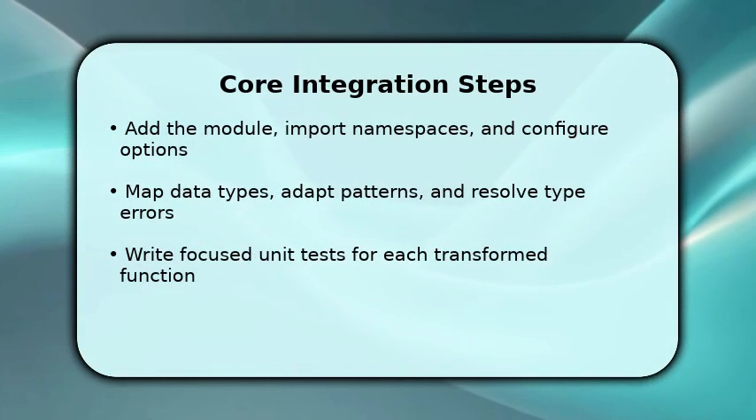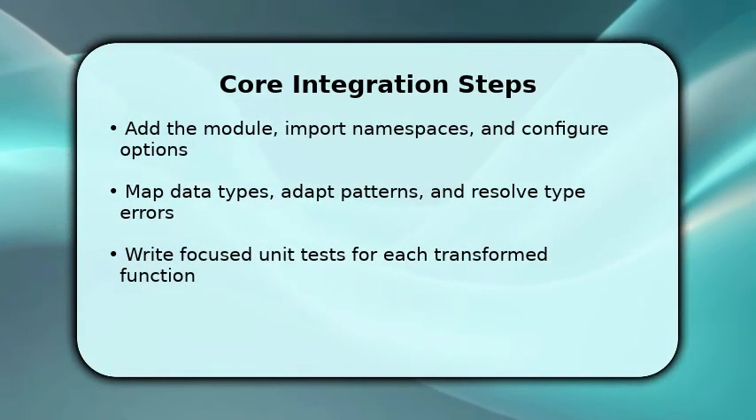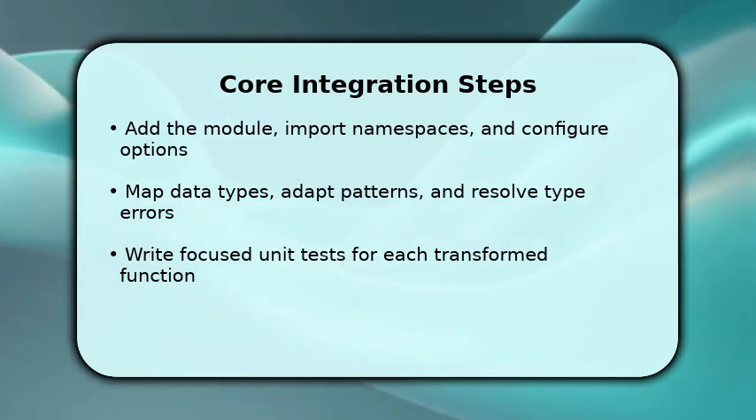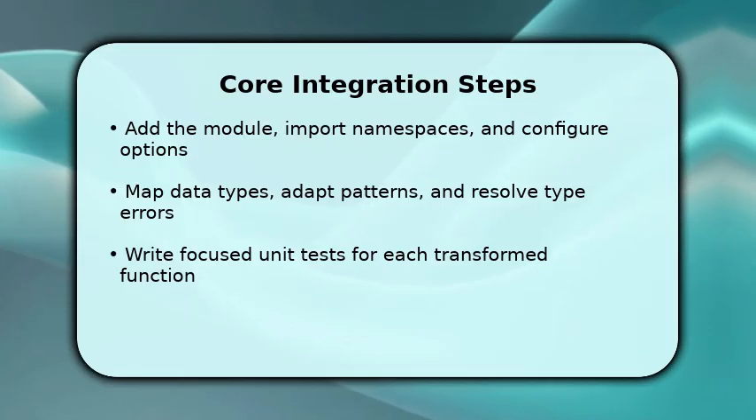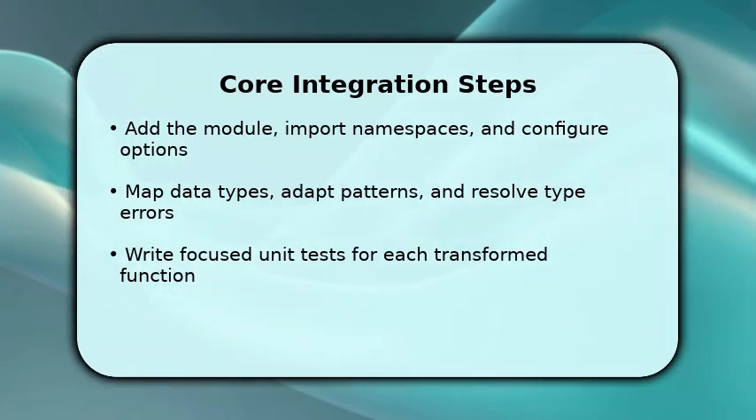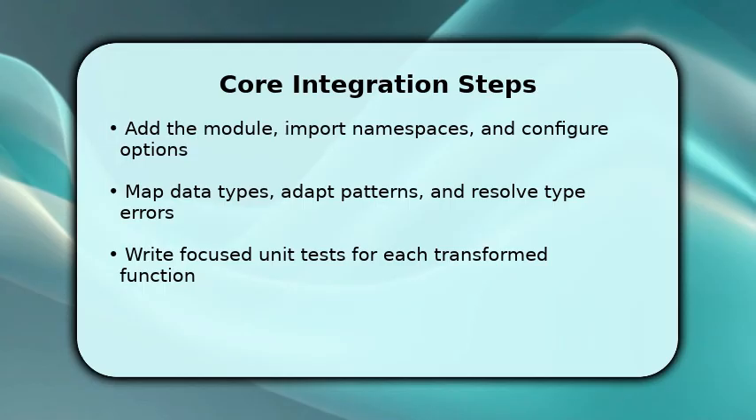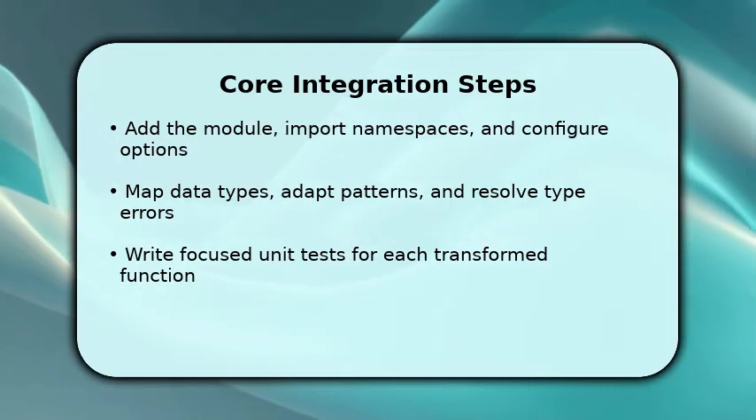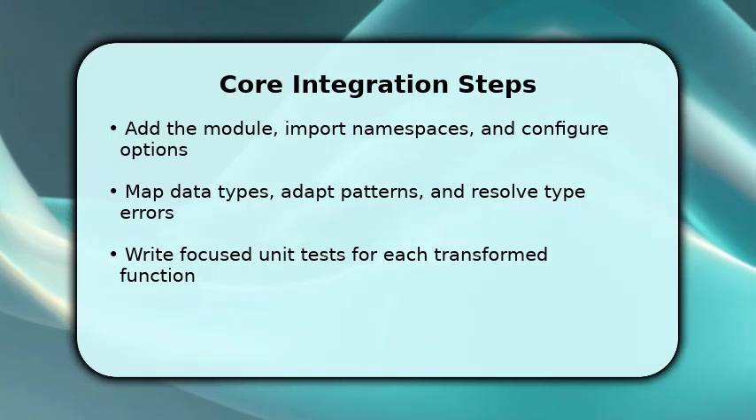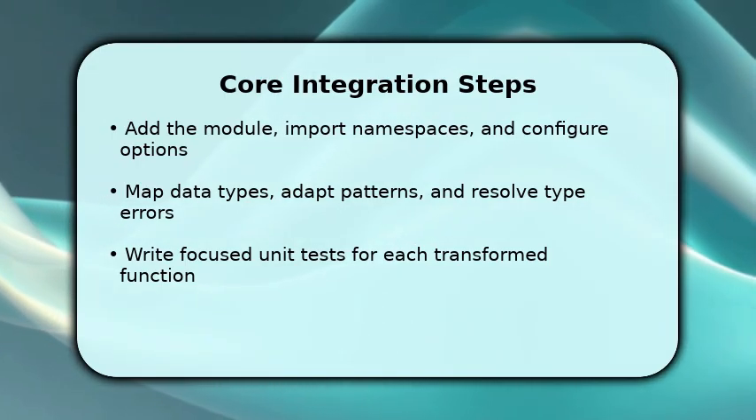You now integrate the module into your codebase, import the namespaces, and set the configuration options tailored to your domain. Then map existing data types to the module's expected shapes, refactor patterns that clash, and address type errors as they appear. Once mappings are stable, instrument key functions and write focused unit tests that assert both behavior and type constraints.